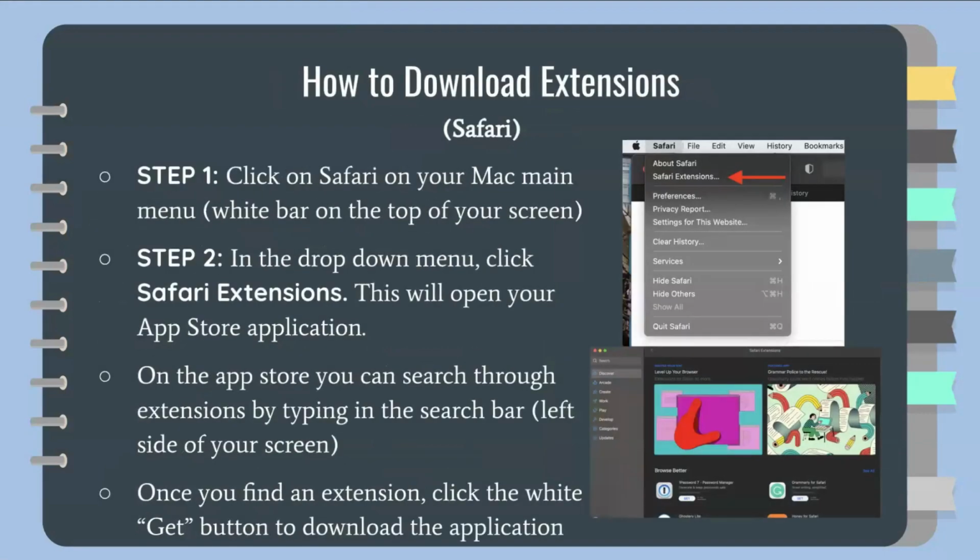To download extensions on Safari, you click on Safari on your Mac main menu or the white bar on the top of your screen. In the drop-down menu, click Safari Extensions, and this will open your App Store application. On the App Store, you can search through extensions by typing in the search bar, which is on the left side of your screen. And once you find an extension, click the white Get button to download the application.